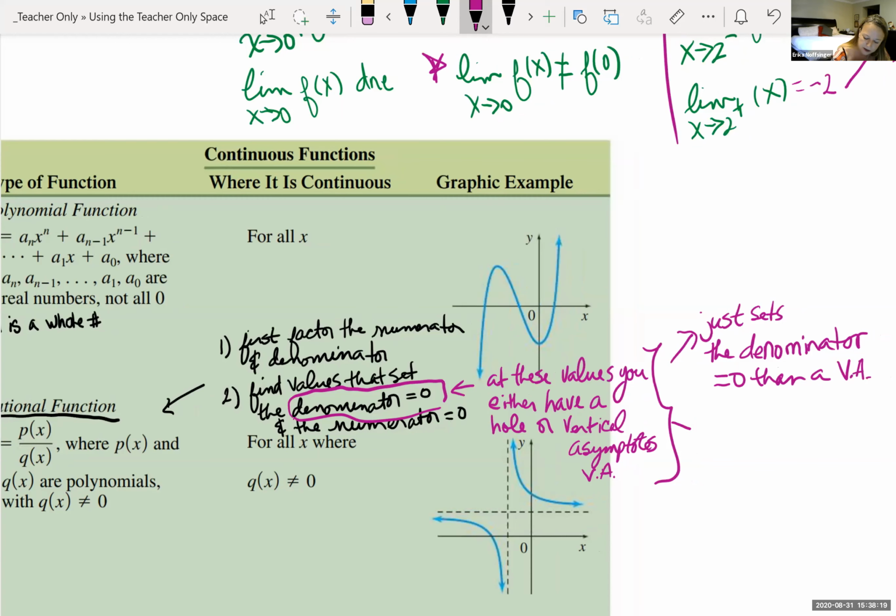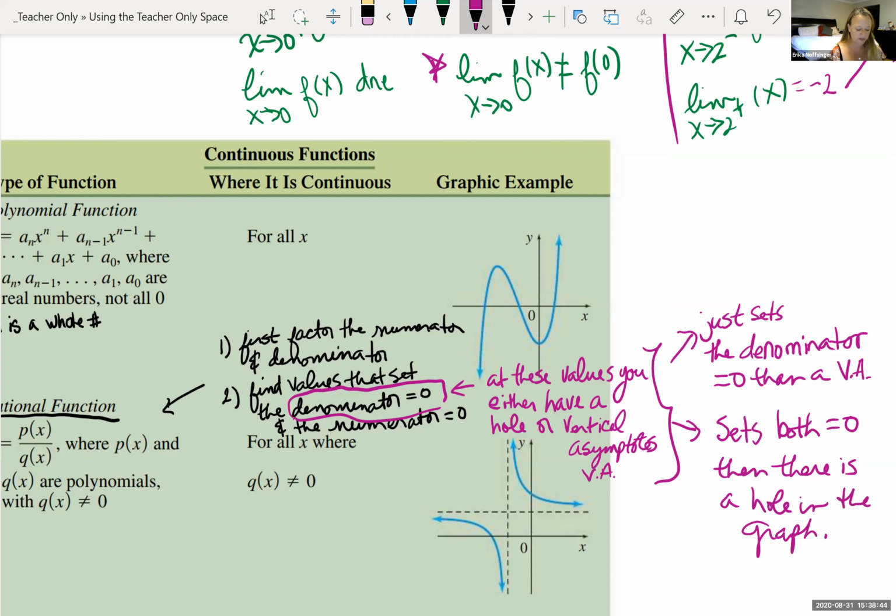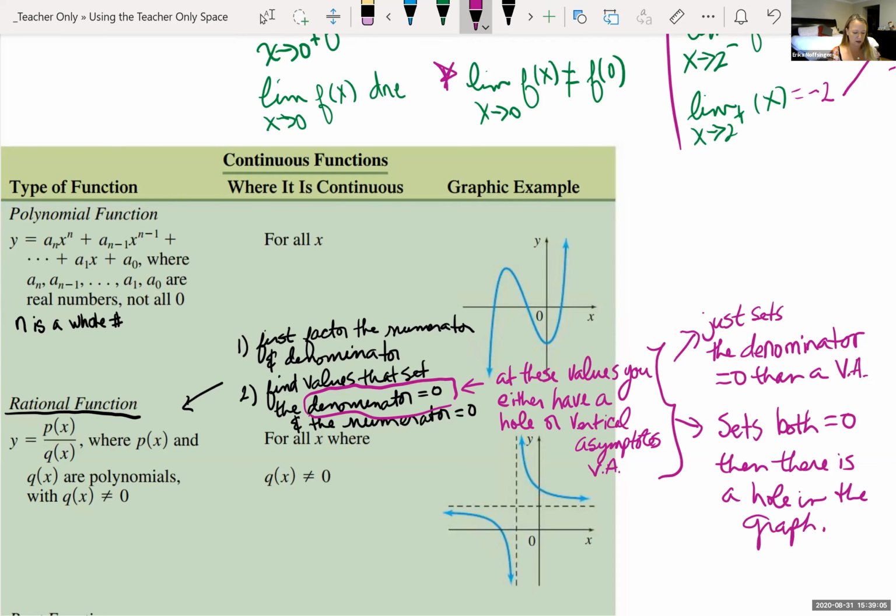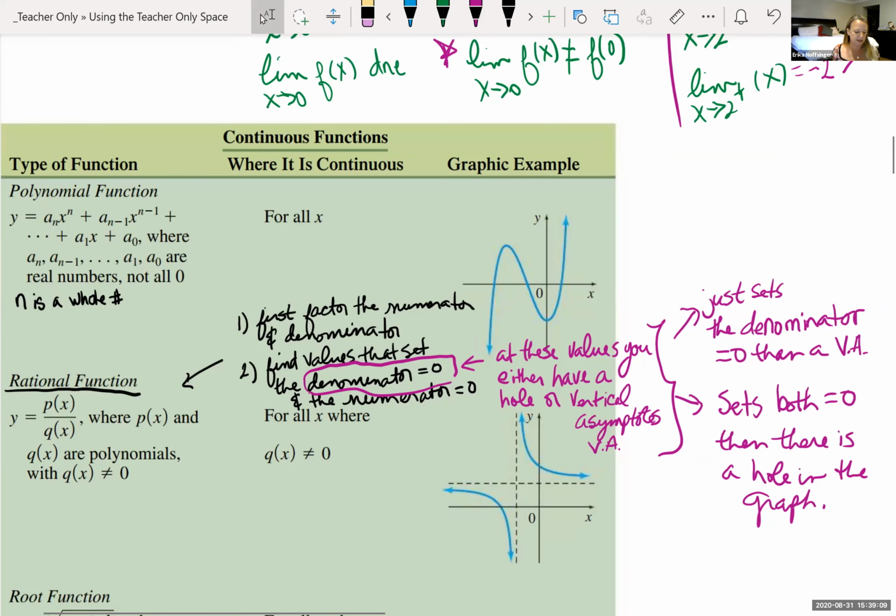And if it sets both equal to 0, then it was a hole. Is a hole in the graph. Okay, so another thing that's kind of important is that you know how to factor. We'll explain the factoring process as we go through problems, but if you don't remember how to factor, that's something that you want to go and brush up on. And there are a lot of great videos on factoring that you can find, worksheets, etc.